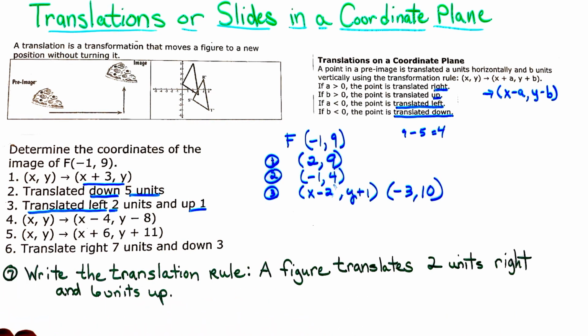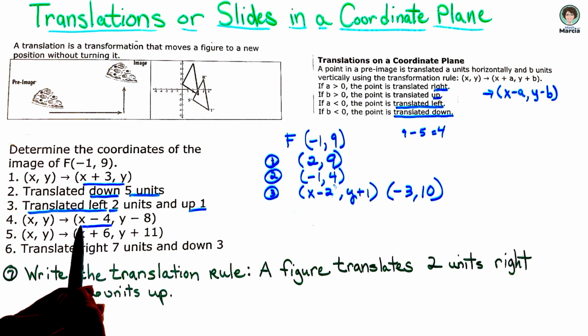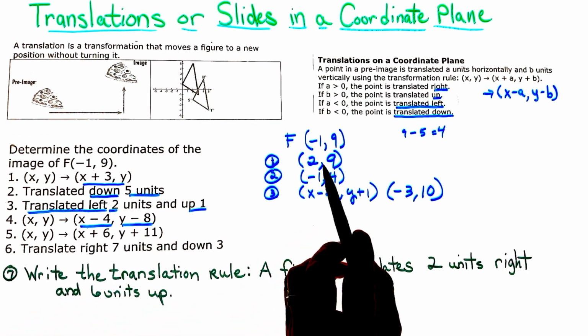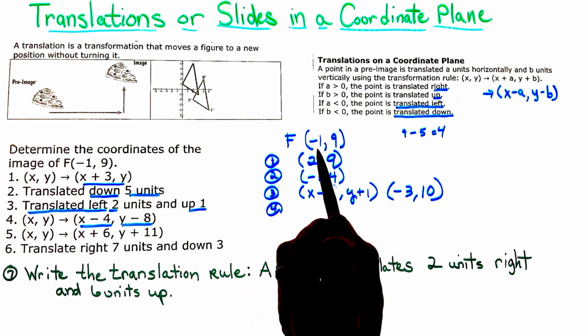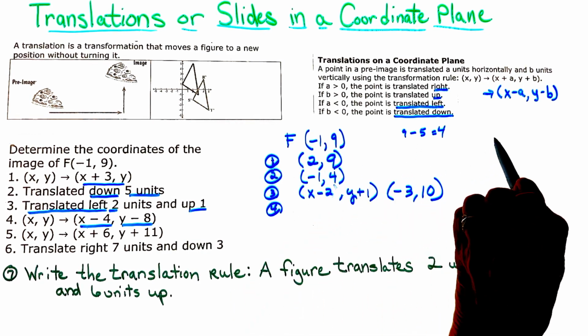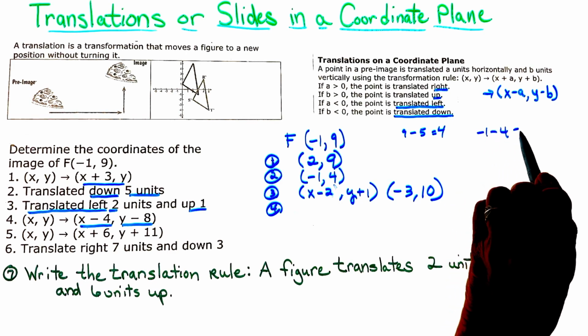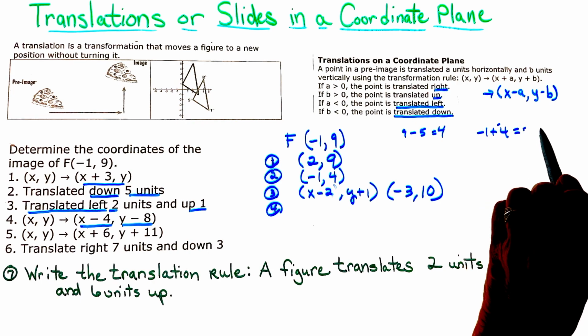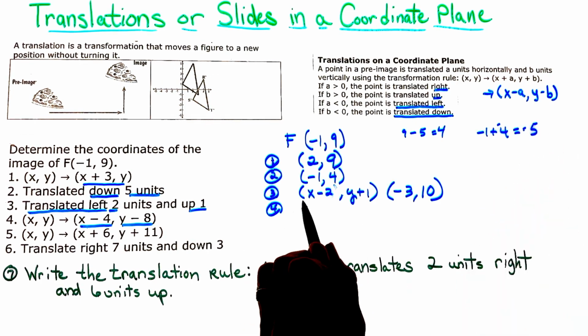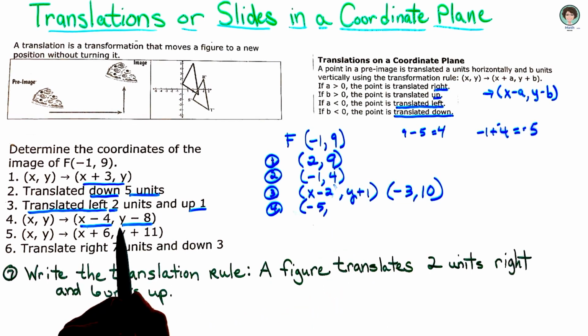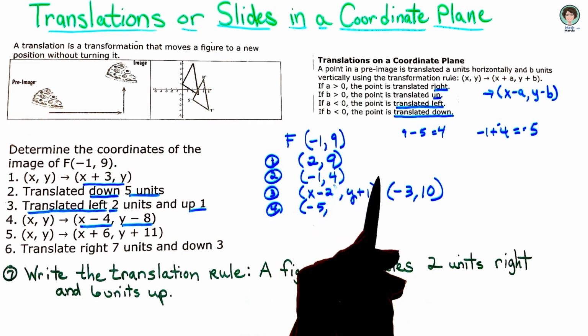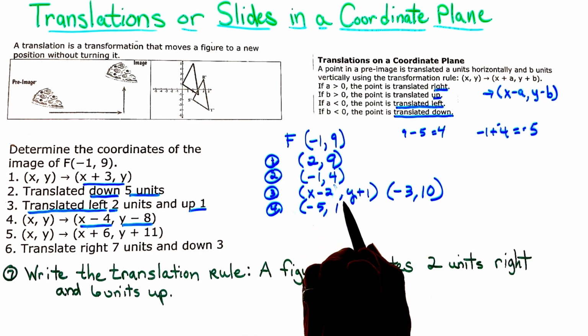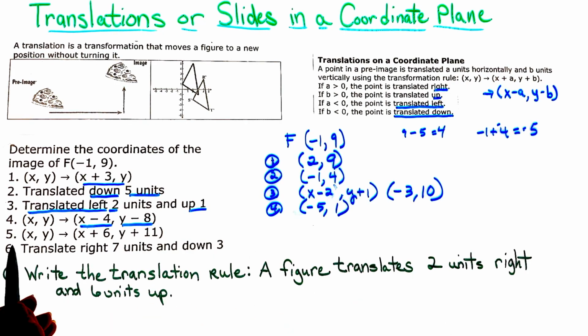Let's look at number 4. They gave us a rule, so we don't have to go through writing it. So I see that I have x minus 4 and y minus 8. Well, for x minus 4, I'm going to do -1 minus 4. Well, you know we add the opposite, so that is equal to -5 for our x. And now we're going to do y minus 8. So it's just 9 minus 8, and 9 minus 8 is 1. And there we go.